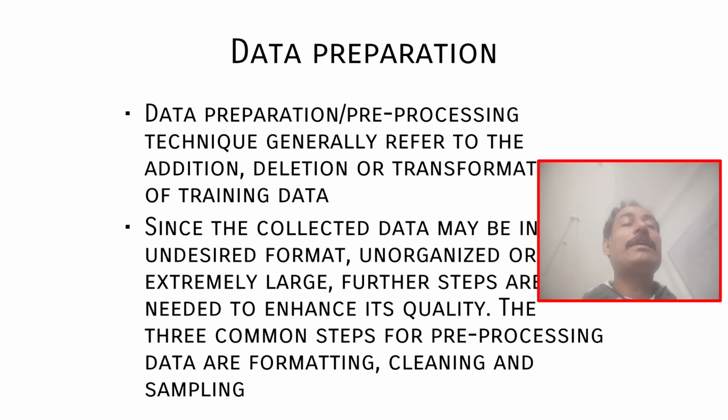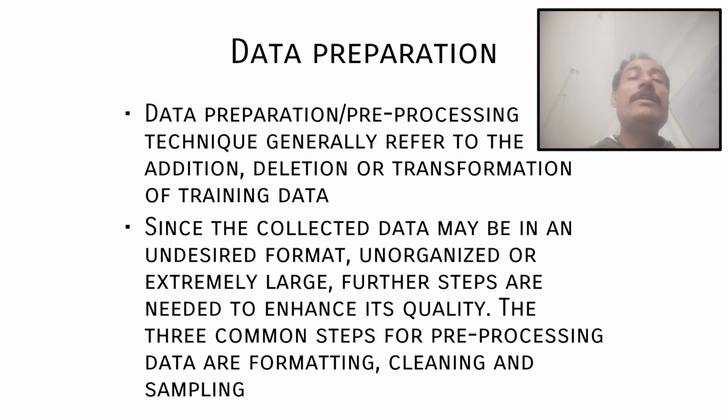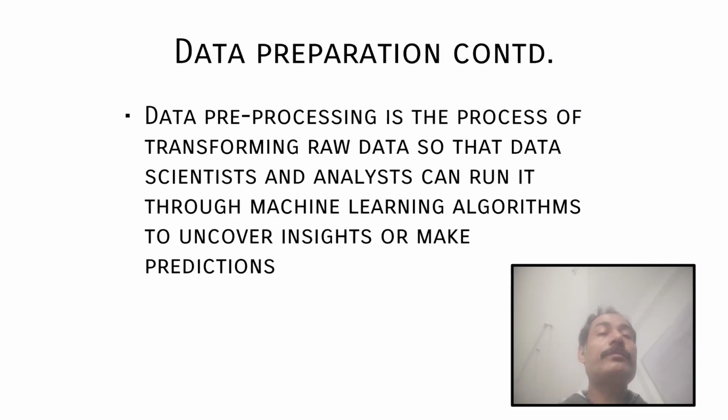Since the collected data may be in an undesired format, or it may be unorganized or extremely large, further steps are needed to enhance its quality. The three common steps for pre-processing data are formatting, cleaning and sampling. Data preparation, it is continuing. Data pre-processing is the process of transforming raw data so that data scientists and analysts can run it through machine learning algorithms to uncover insights or make predictions.